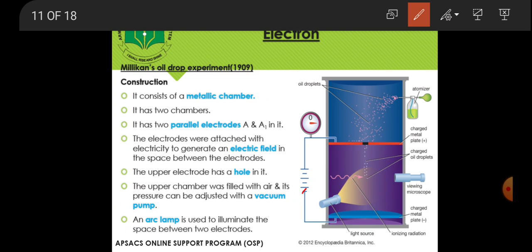An arc lamp is used. This lamp is used to illuminate the space which is present between these two electrodes. So students, we can see that a microscope is also there. This microscope is used to view what is happening in between the electrodes.